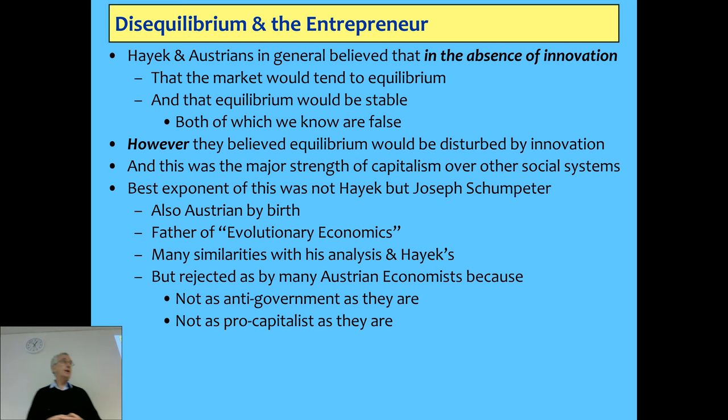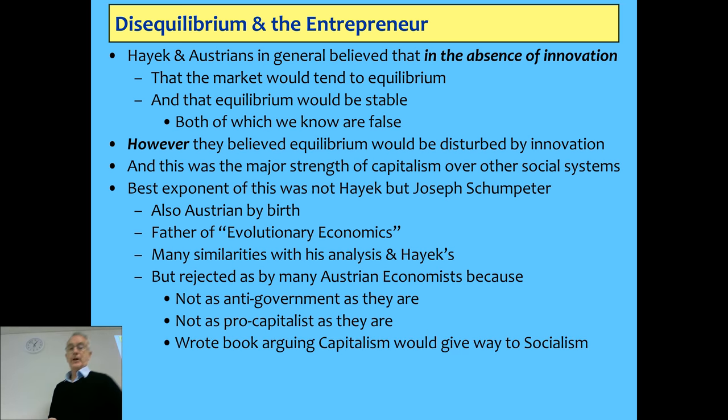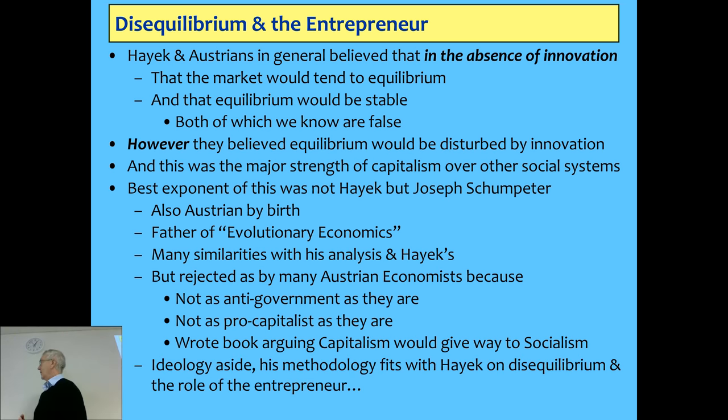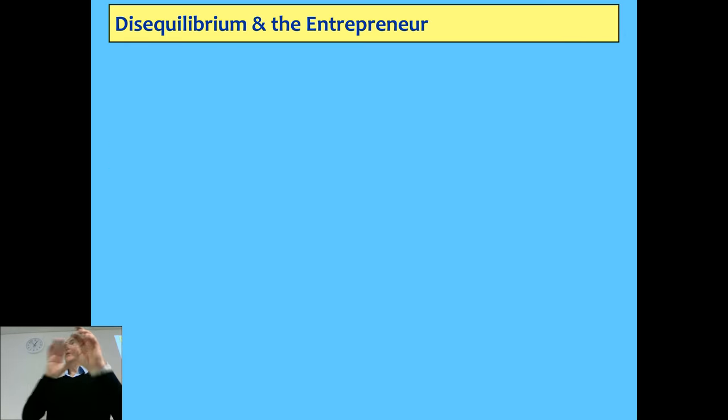Schumpeter wasn't that anti-government, and he also wasn't as pro-capitalist. He had criticisms of capitalists as well. And he actually argued that capitalism would give way to socialism. I think that was a terrible book, by the way. When I first read that book, I thought, why do people worry about Schumpeter? I realised he wrote some better stuff before that. But his ideas about disequilibrium and the entrepreneur make a lot of sense. So this is going beyond what people would call Austrian in particular.